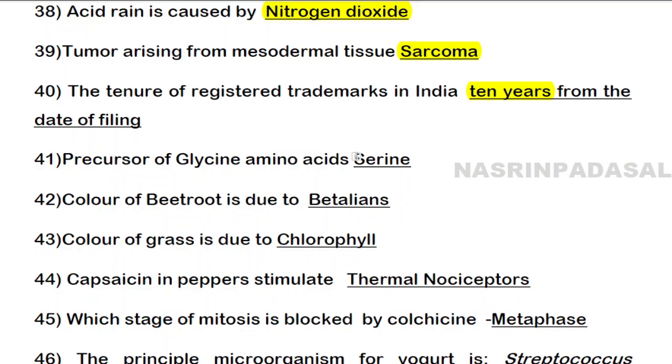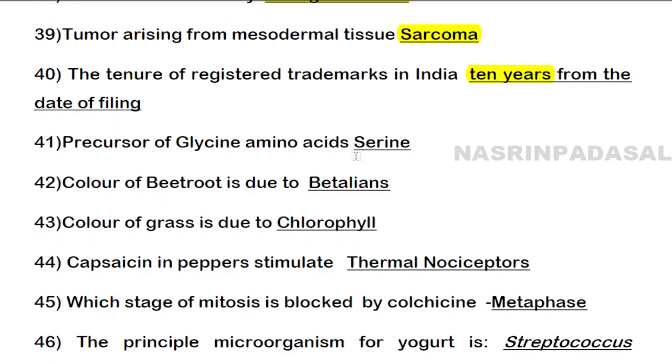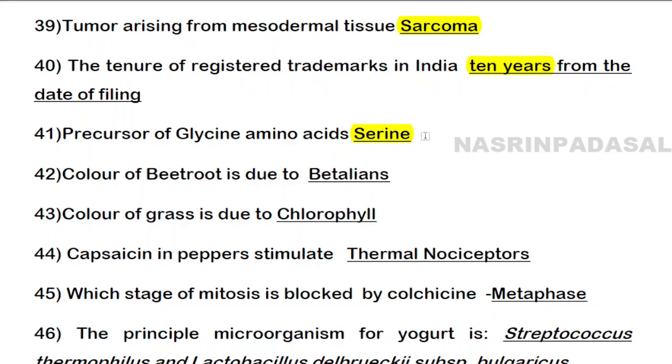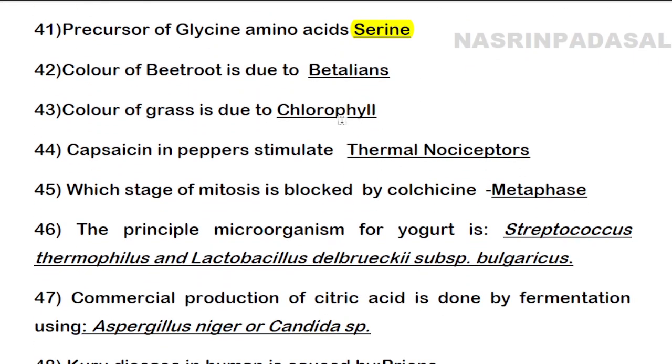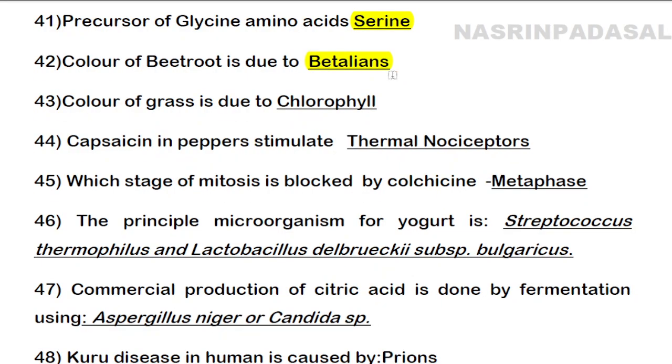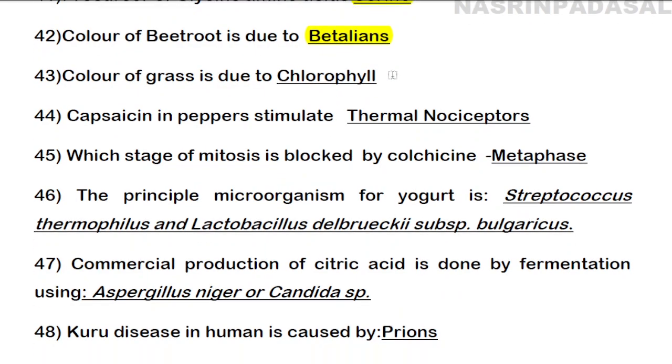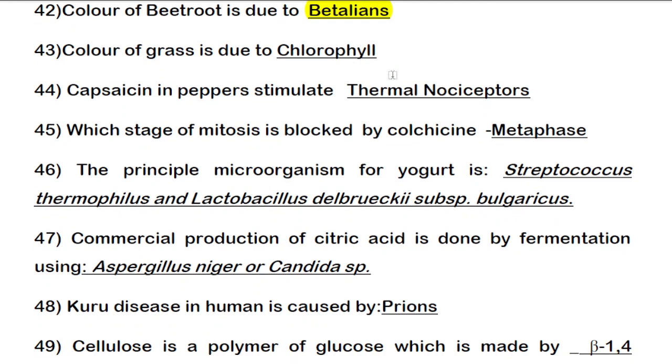41st question is precursor of glycine amino acid is serine. 42nd question. The color of beetroot is due to the presence of betalains. Okay. So do tell me which compound is responsible for the color of your carrot. Okay. 43rd question is color of grass is due to the presence of chlorophyll.